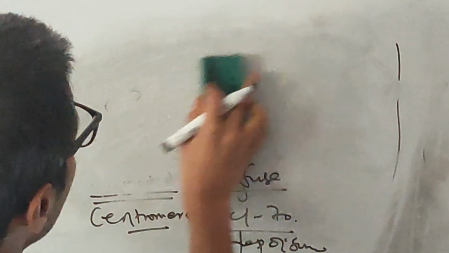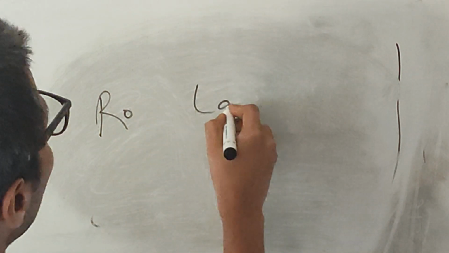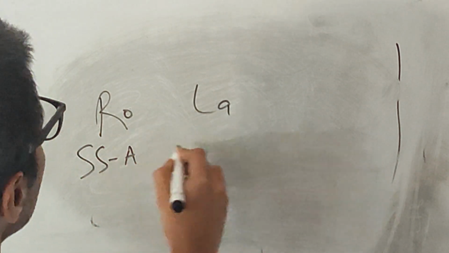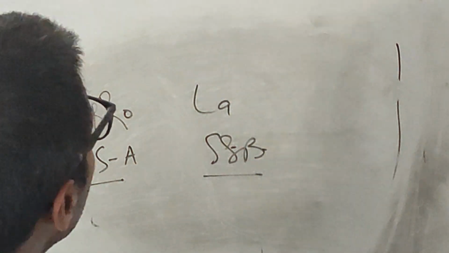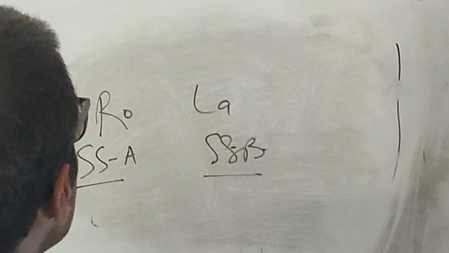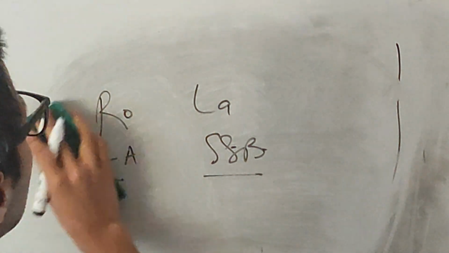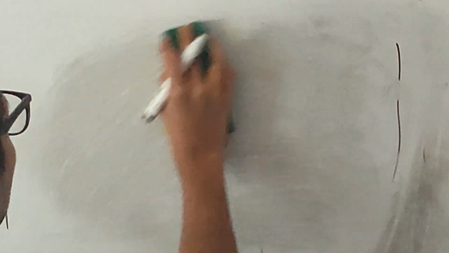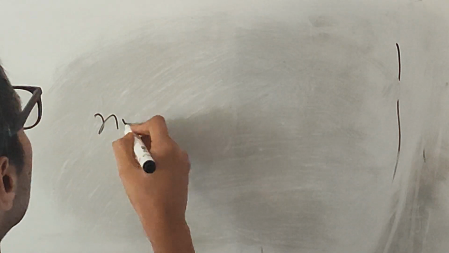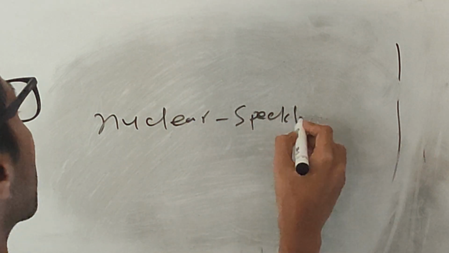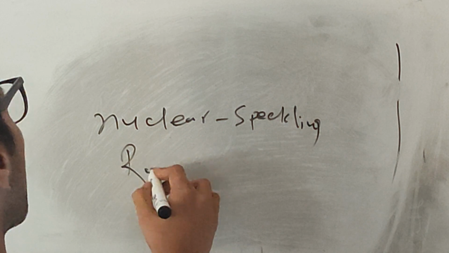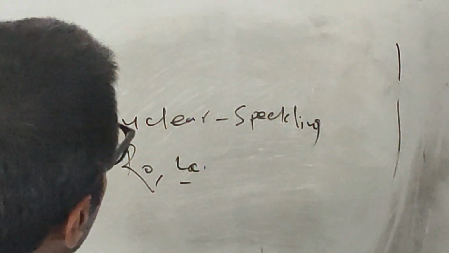And in Sjogren syndrome, what kind of antibody do you get? You get Ro and La, that is called SSA, Sjogren syndrome A, and SSB, Sjogren syndrome B. These are also nuclear speckled. So if you do immunofluorescence, you get nuclear speckling. If you get nuclear speckling, you can suspect that this can be Ro, La.